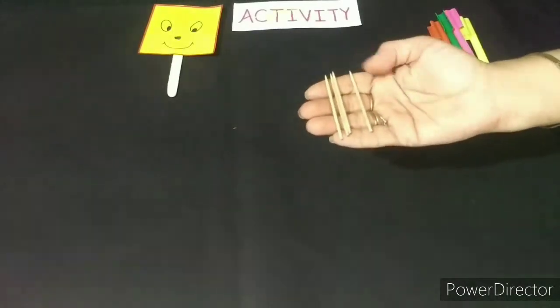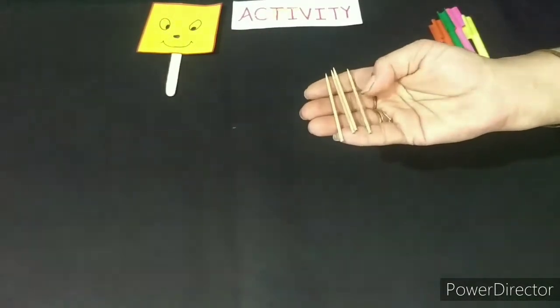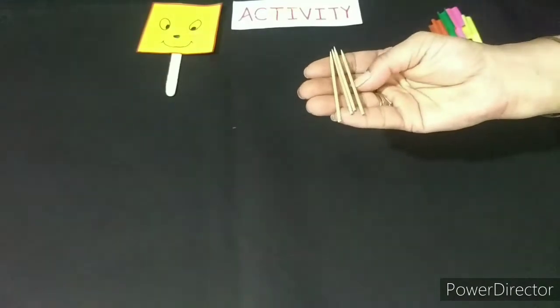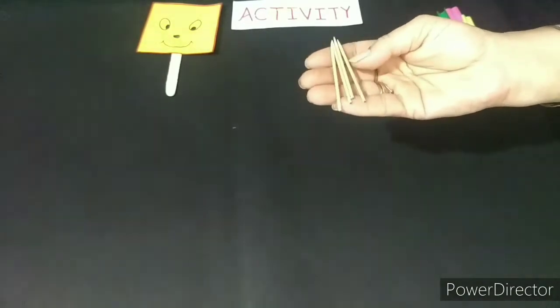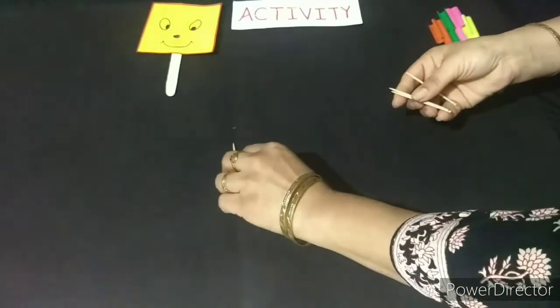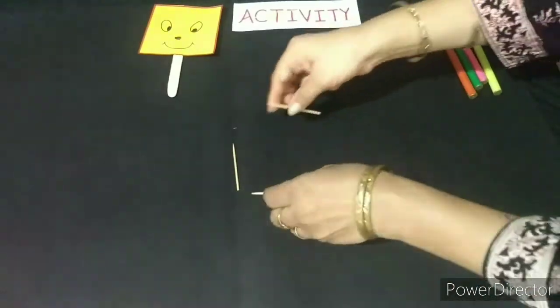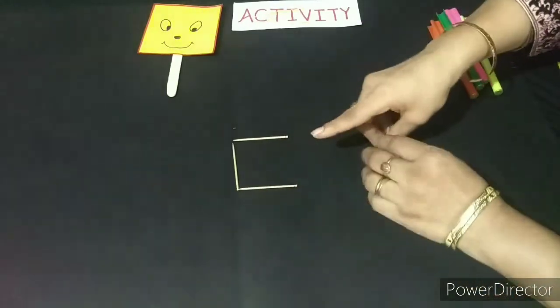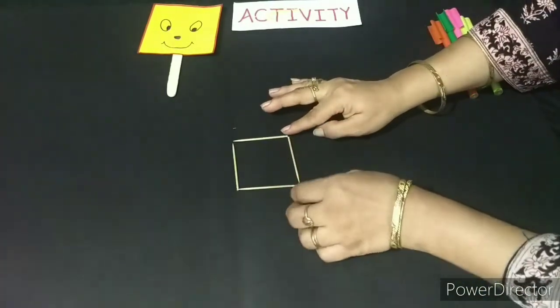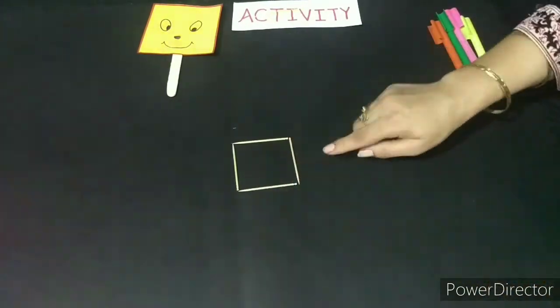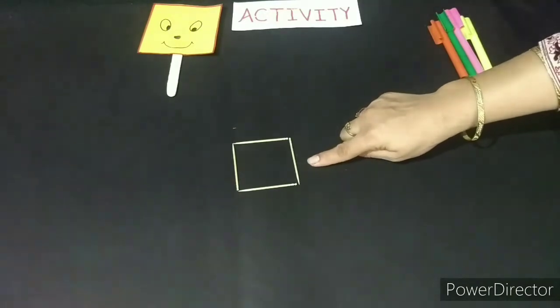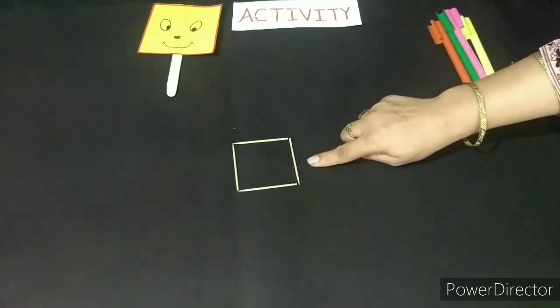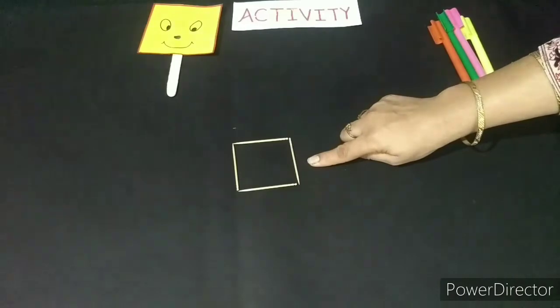Look children, what are these? These are small toothpicks. Now we are going to make a square with this. We are arranging them to make a shape square. See children, what did we make? We made a square. Which shape is this?